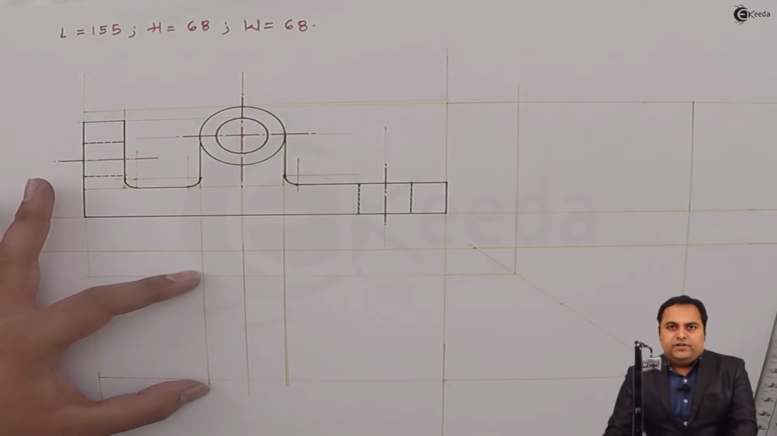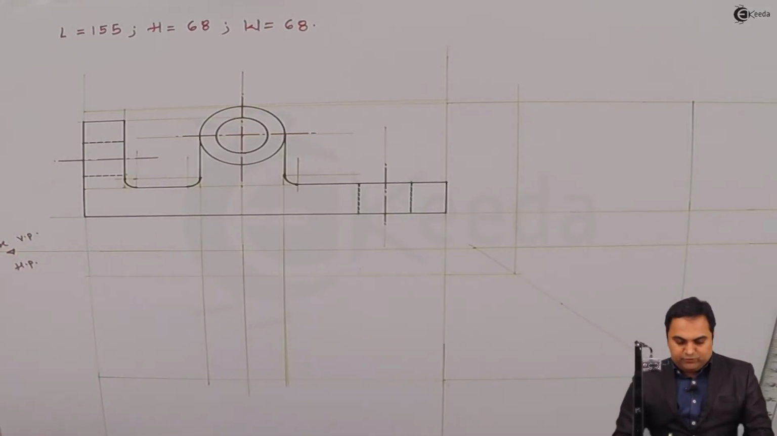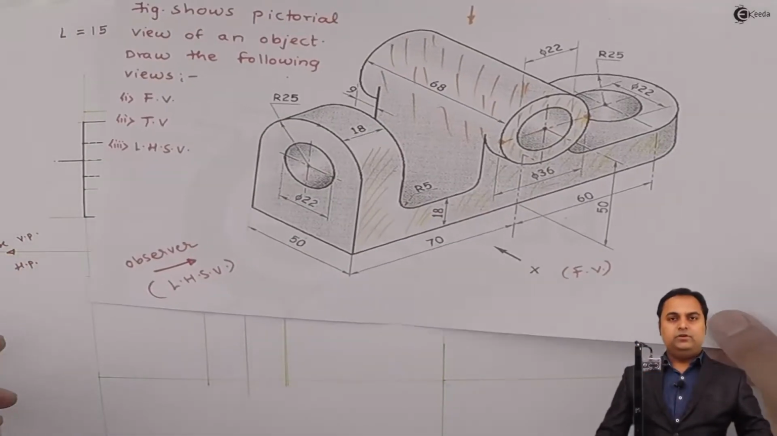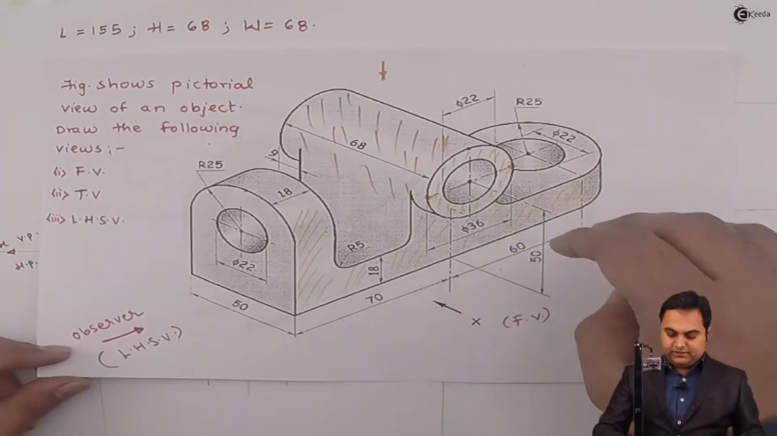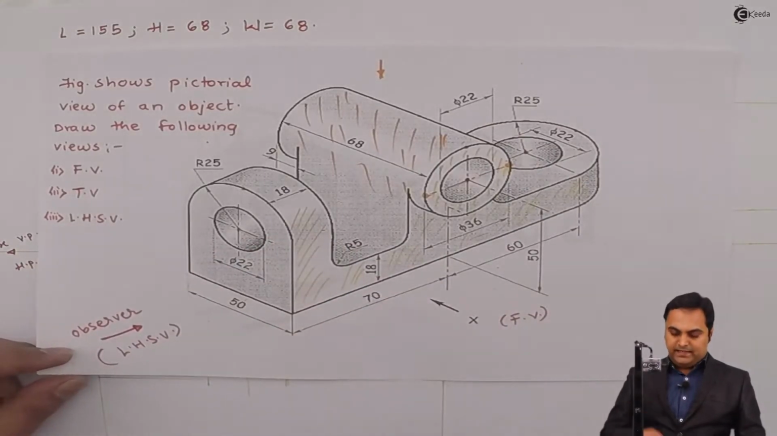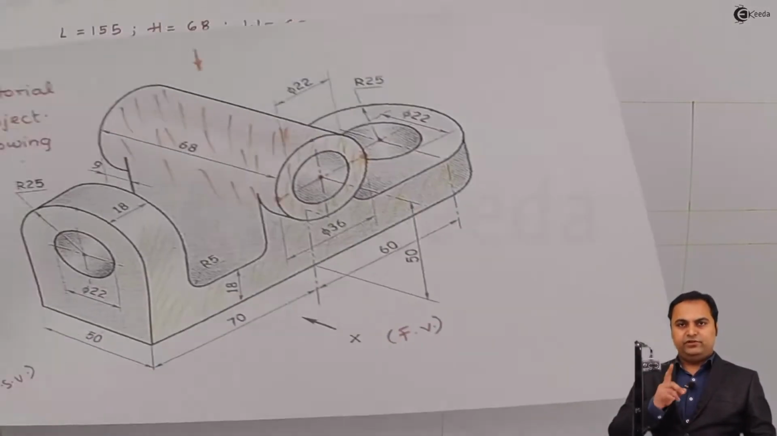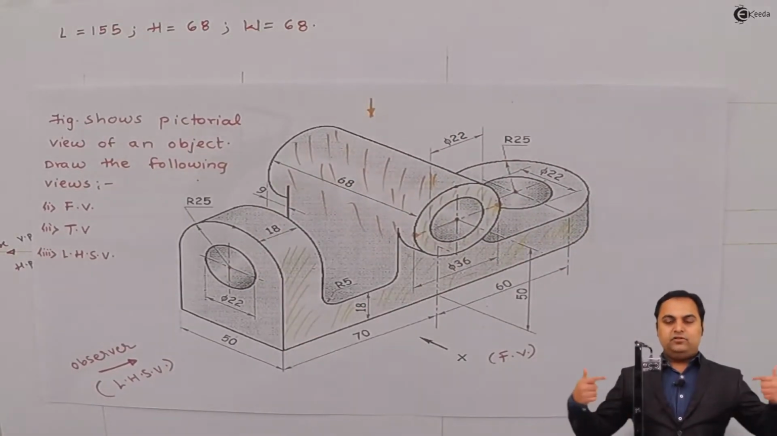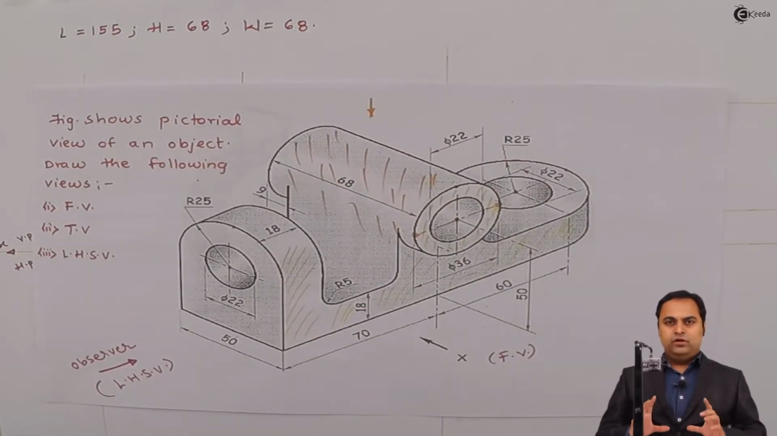Here the width is already 68 and the length I have projected, so I can directly make it dark. And at the same time, what I'll do is I'll complete all the surfaces and then I'll make the cylinder dark. The reason for that is because here we are having some lines and those lines will go inside the cylinder. So we have to keep it light first and then we can make it dark.